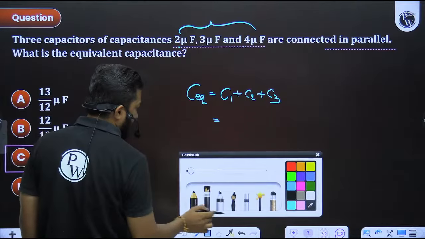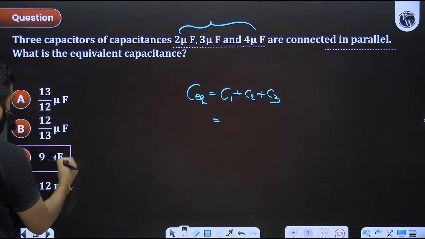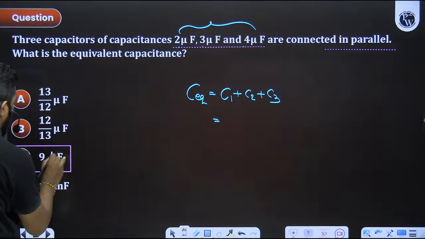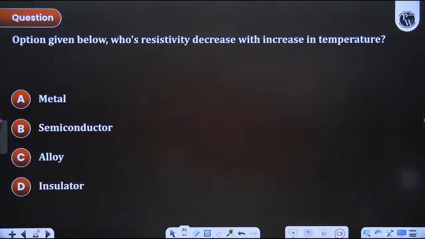Maybe there is some type of printing mistake, so just to avoid these things, say our final answer in microfarad. Okay sir, no worry, continue. Surely. Next MCQ.